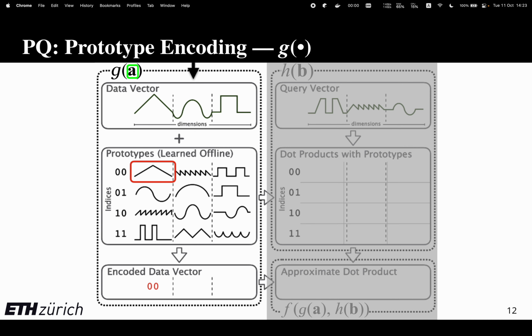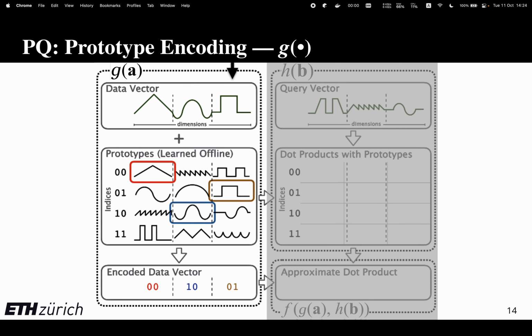And what we do is we select the best approximation for each subspace, comparing with the original data vector. So in this case, the triangle seems to be the best approximation of the first subspace. And the sinusoid wave seems to be the best approximation of the original data. And we note down the index of the corresponding prototype in our table, right? And we do this for all subspaces.